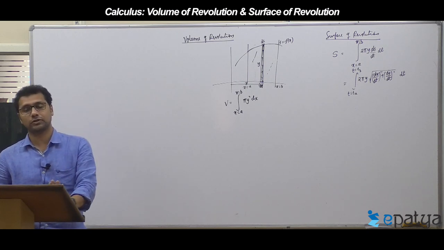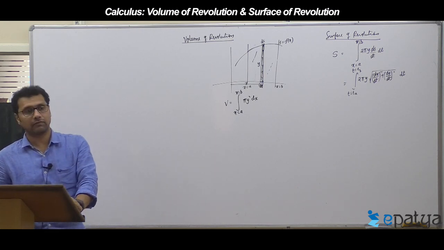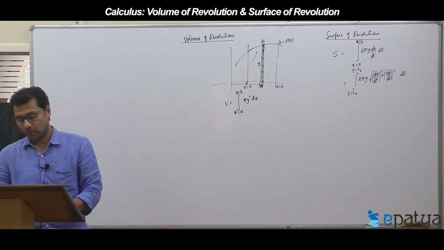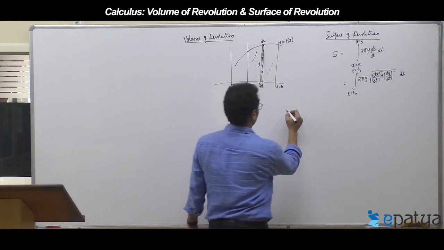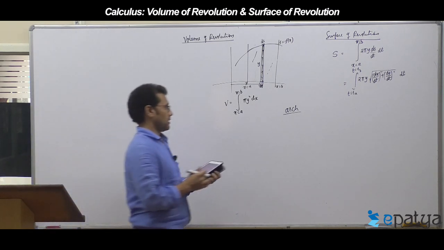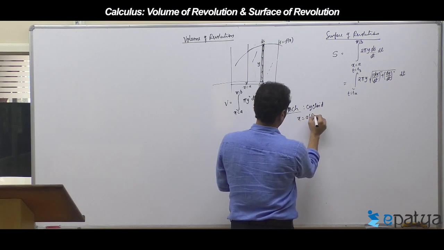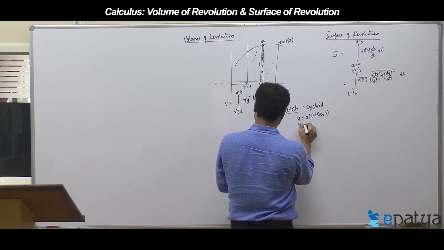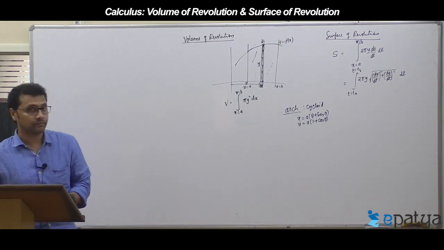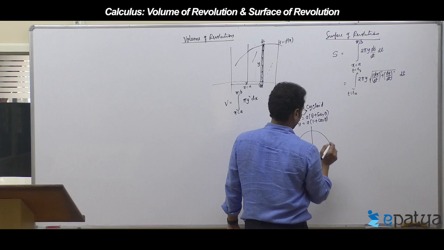Take this. Find the volume of the solid obtained by revolving one arch of this cycloid, x equal to a into theta plus sine theta, y equal to a into 1 plus cos theta. How does this cycloid look like, first of all? This is called a cycloid.